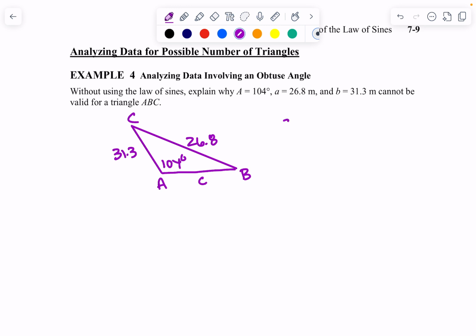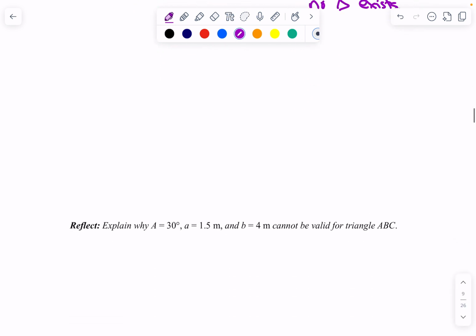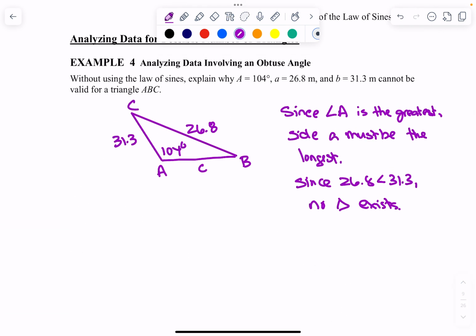So let me write this out here. Since angle A is the greatest, therefore side a must be the longest. And since 26.8 is less than 31.3, no triangle exists under these conditions. We don't have to do the whole law of sines. We just know it can't happen. And that is your 7-2, your ambiguous case of the law of sines.